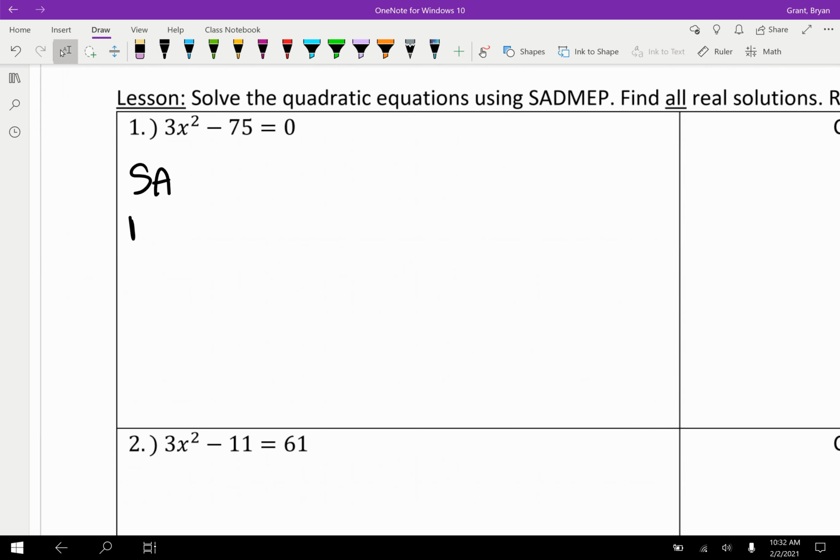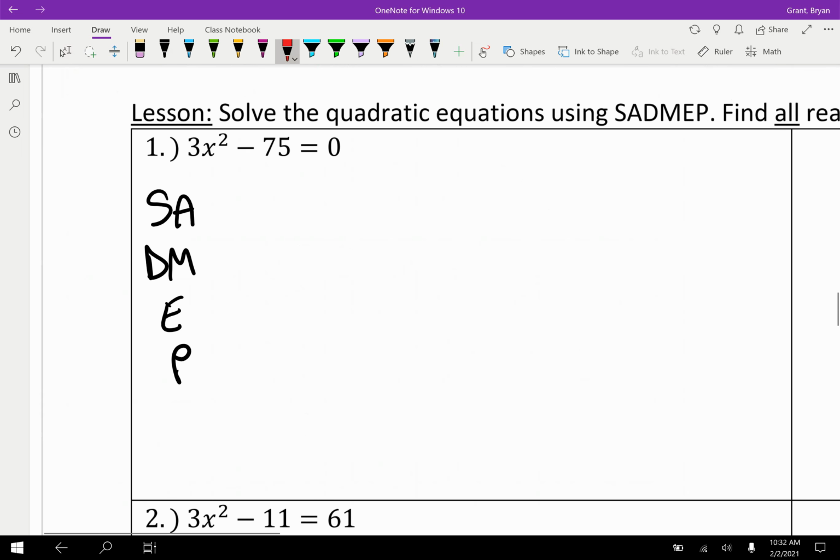SADMAP it is, every single time. We need to analyze this problem and see what's attached to x. I see a 3 that is multiplying. I see an exponent of 2. And I see a 75 that's subtracting. Out of these 3 numbers, 3, 2, and 75, which one do we undo first?